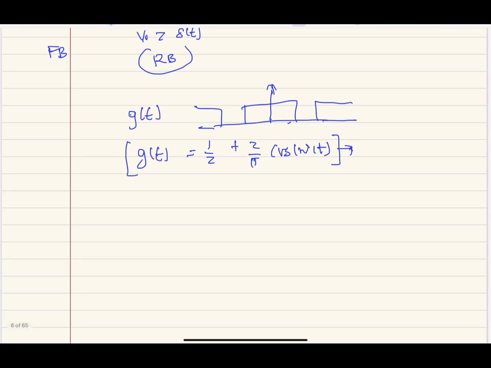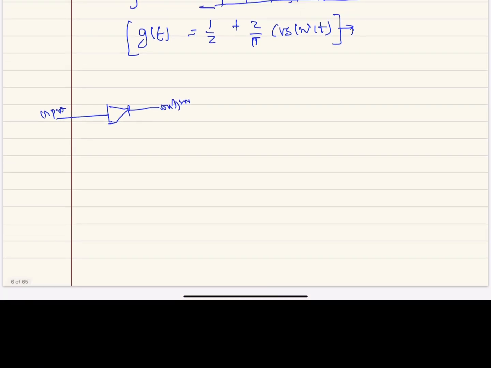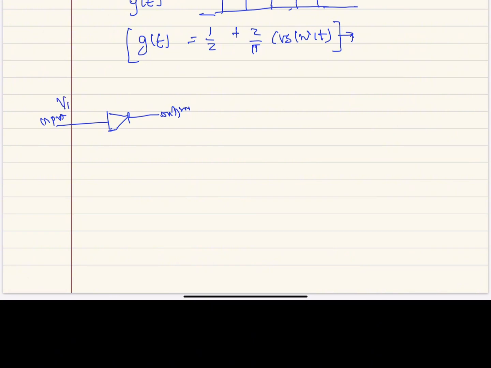So now, the same principle applies. This is my diode, the input, my output. Let's say here is V1, here is V2. When it is conducting, the relationship between the output signal and the input signal is V2 equals V1 multiplied by g(t). This is the relationship that exists between the output and the input signal of the diode when the diode is in forward bias.